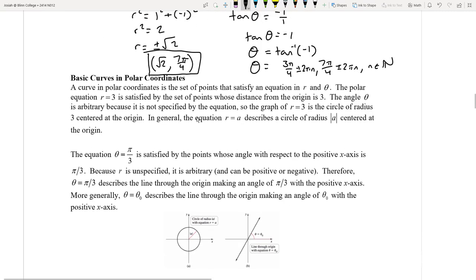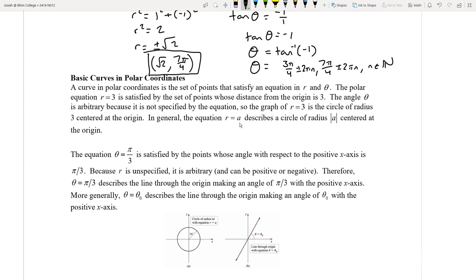about curves. So when we're talking about curves in polar coordinates, we're talking about points that satisfy an equation in r and theta. So talking about that distance still and the angle. So let's think about what happens if we have r equals 3. It's satisfied by the set of points whose distance from the origin is 3. So what does that remind us of? The angle is arbitrary, it's not specified, so the graph is a circle of radius 3 centered at the origin.